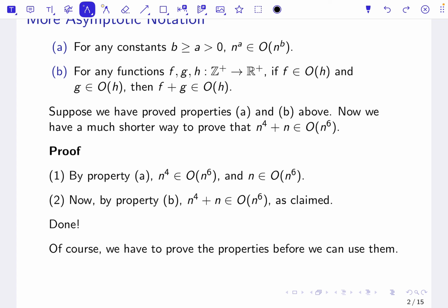That property at the top of the slide sort of formalizes the trick I told you earlier about how you could tell which function probably grows faster by looking at the exponents. So we've proven these two things, and now we can just add the two functions together. And since we know that both of them are in big O of n to the 6, their sum is also in big O of n to the 6. Done. Wasn't that so much nicer than using the definition?